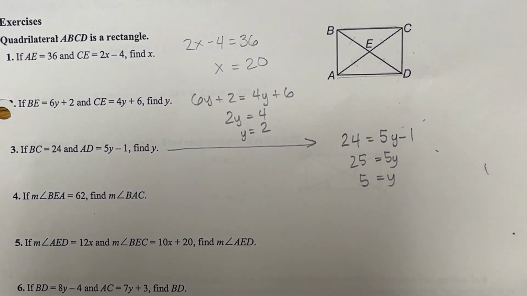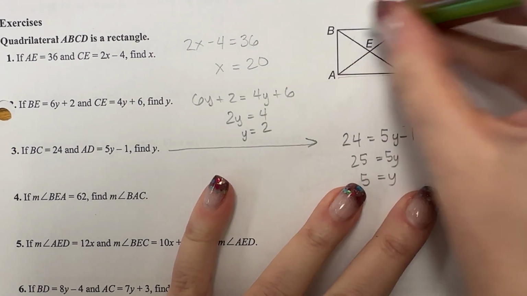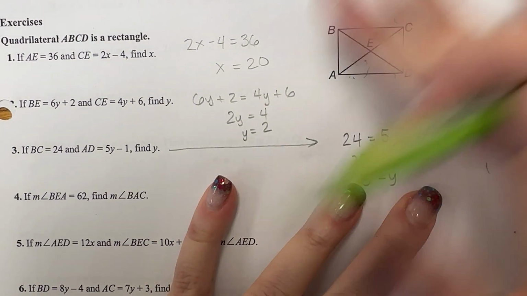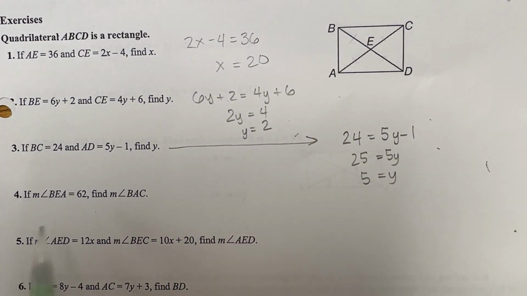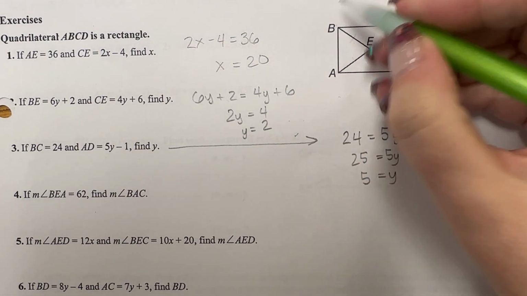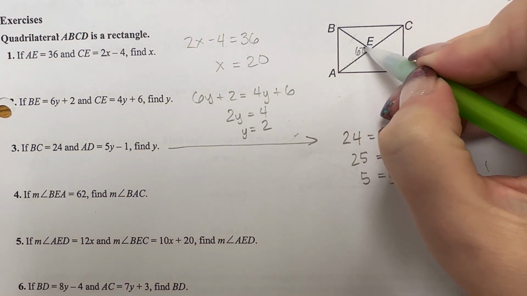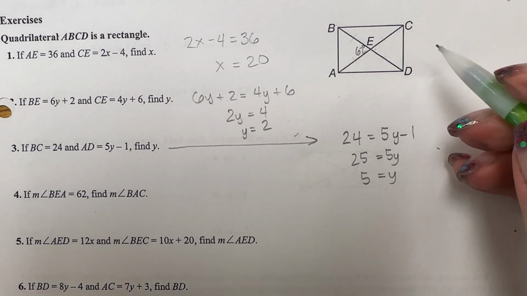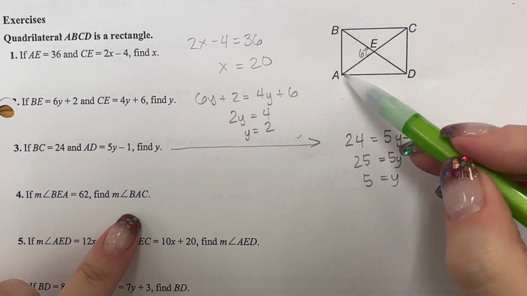Let's talk some angles. I'm going to scoot down to my work in just a moment, but first I want to look at the picture with you. Let me do a little erasing here. Okay, all erased. So BEA is 62 degrees, and they want me to find BAC.